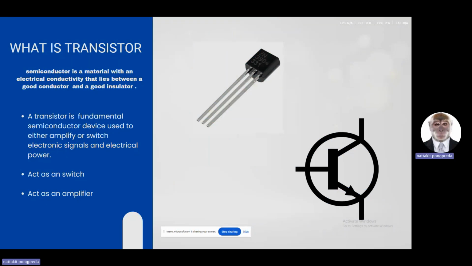So what is a transistor? A transistor is a fundamental semiconductor device used to either amplify or switch electronic signals and electrical power. It can either act as a switch or an amplifier.